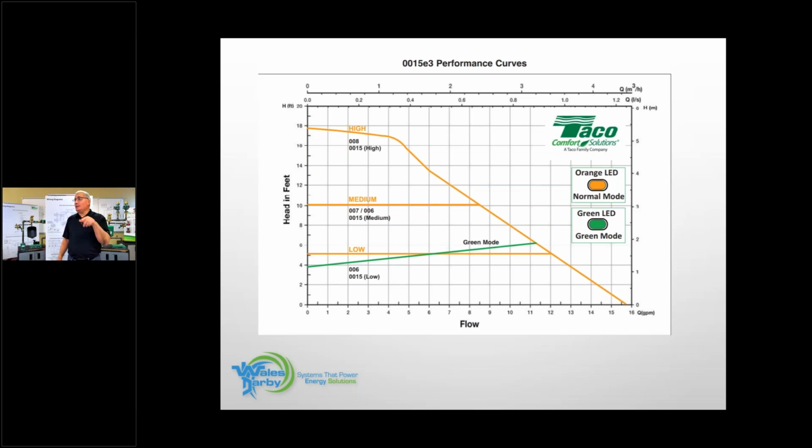And I just want to address one thing. You're going to see that green mode line there. Since they're not going to vary their speed per zone, they will end up at a constant speed, and they'll end up on that green zone line. It's on the chart. Green mode is on there.